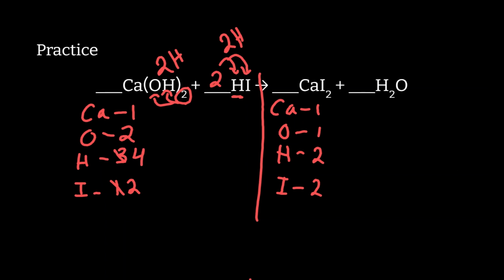Now taking a look on the product side, in order to balance this out, I need to fix the number of hydrogen and oxygen. If I place a 2 out front of the H2O, this will end up with 4 of the hydrogen atoms, and this will also multiply the oxygen as well in order to get a total of 2. So if I take a look at our total number of atoms, we are all matching on either side. So our coefficients will be 1, 2, 1, 2.